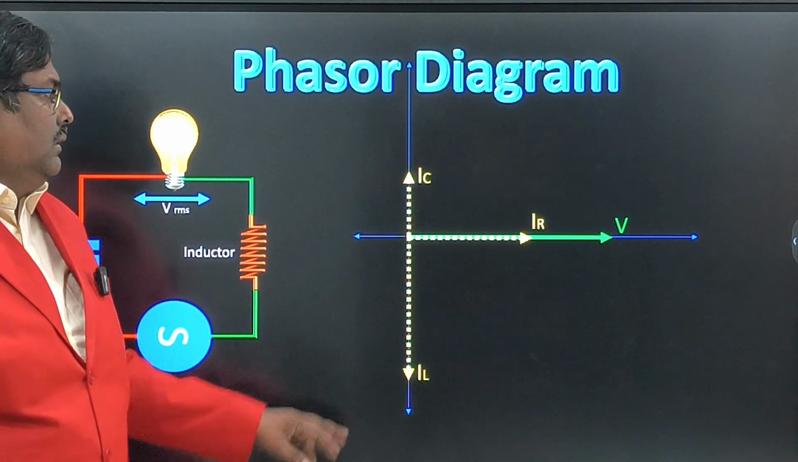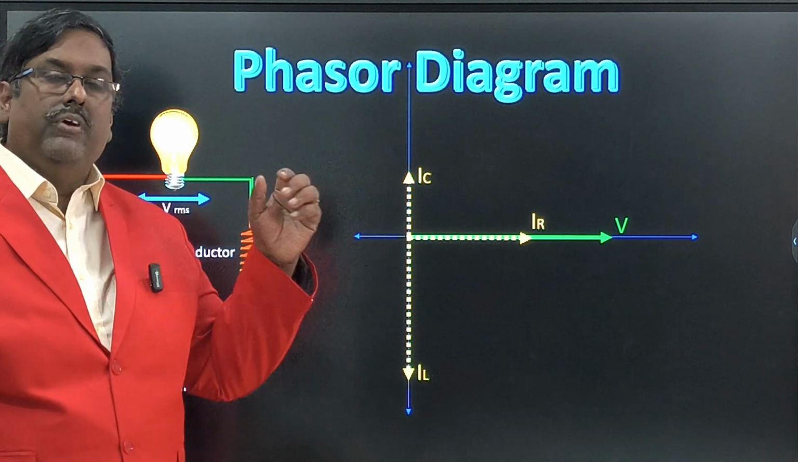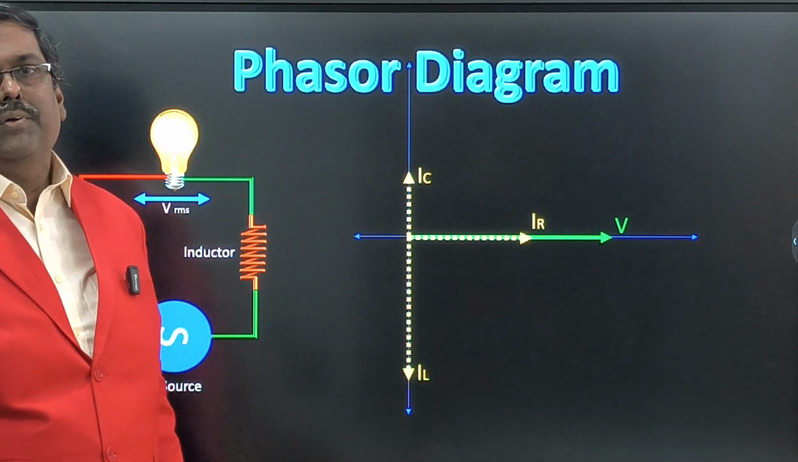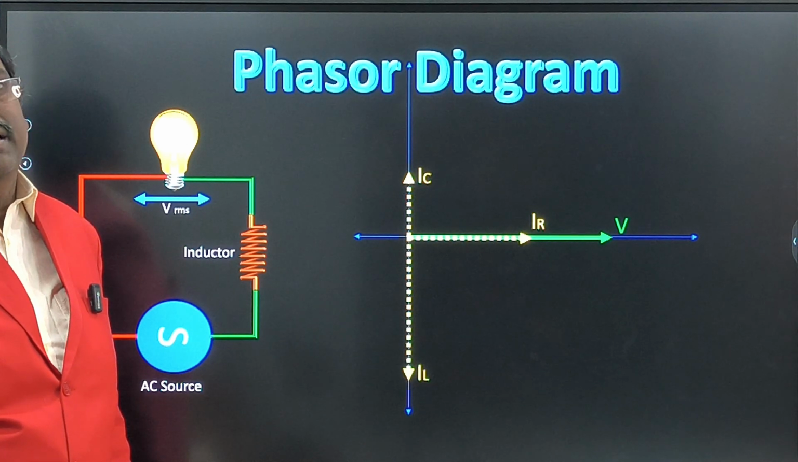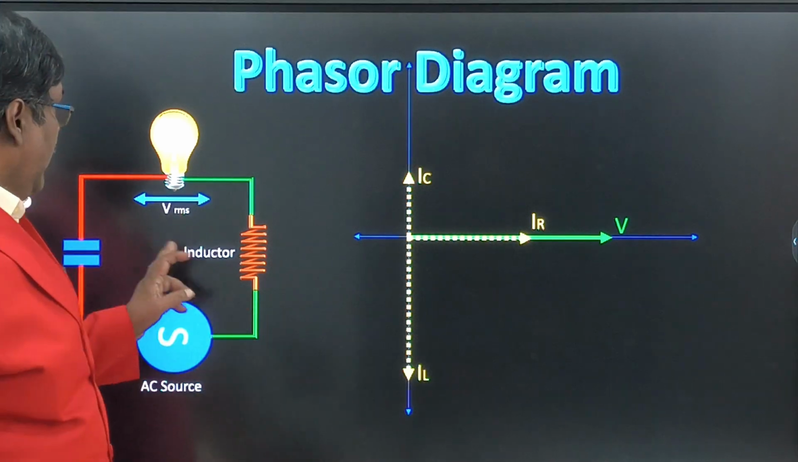Okay. So in this phasor diagram, we are not doing anything to the voltage, because voltage is the reference. With the reference only we are checking the current, how much it is delaying, whether it is lagging or leading or in phase. Okay, so we have three loads.